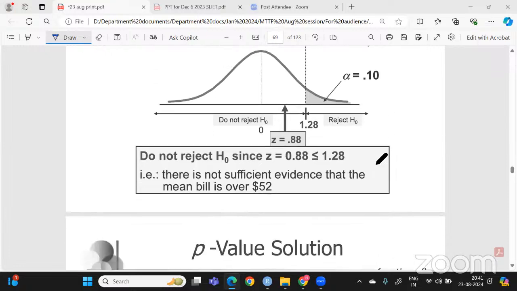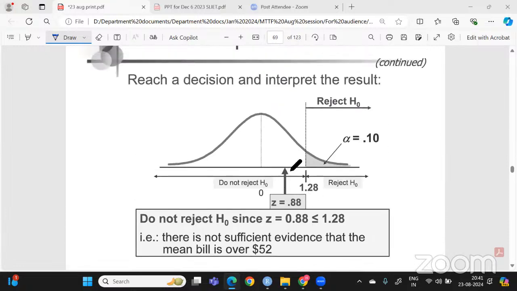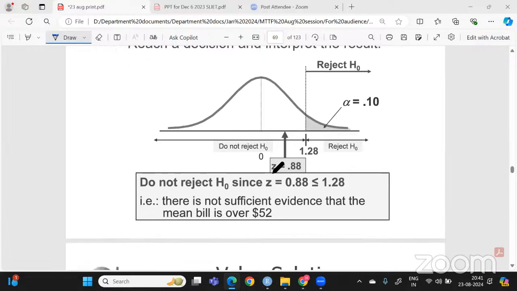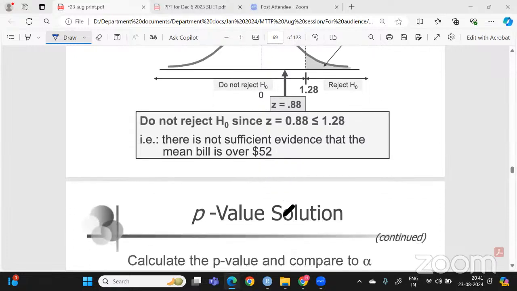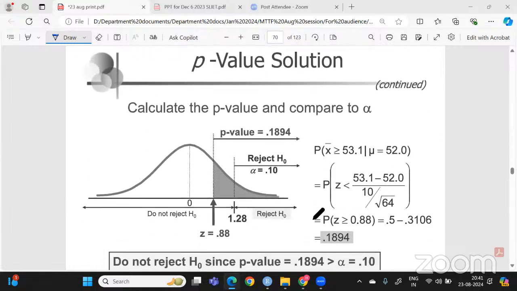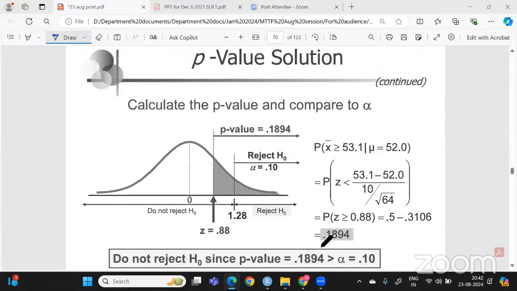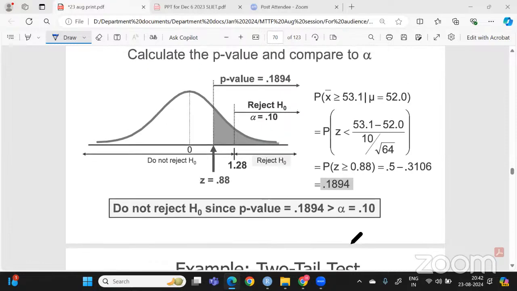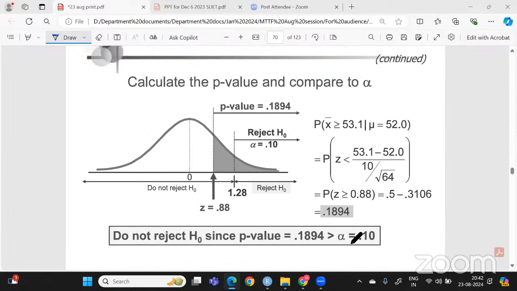Okay. So in that case, when the value of the test statistic lies in the acceptance region, we are not going to reject the null hypothesis, and we can state that there is no sufficient evidence that the mean bill is over 52. We can also derive the p-value for the same case, and we got a p-value of 0.1894, which is much higher than 0.10. So we can directly say that we are not going to reject the null hypothesis.